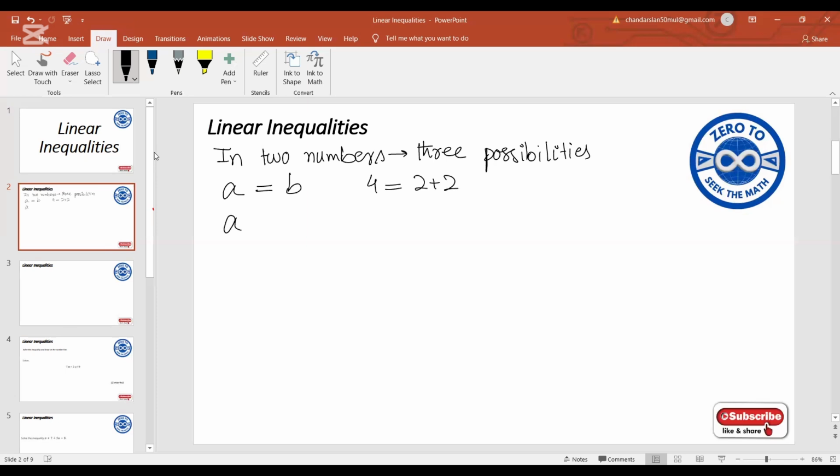The next is we have two numbers, let's say again A and B. So A could be greater than B. For example, let's say we have 4 and minus 9. Always 4 is greater than minus 9. And the last thing is A could be less than B. Let's say we have 10 and 100. Obviously 10 is less than 100.